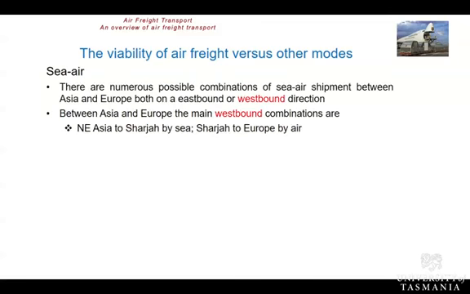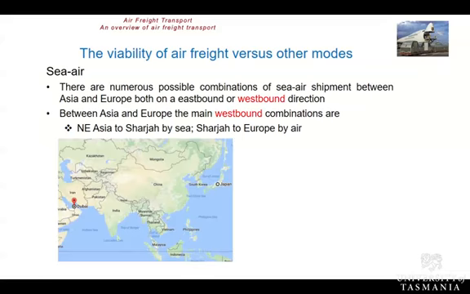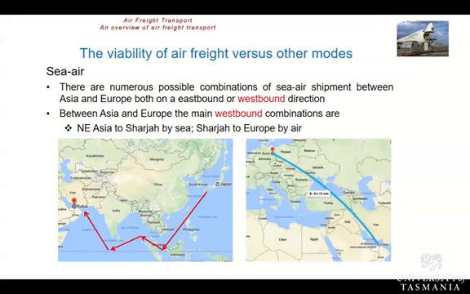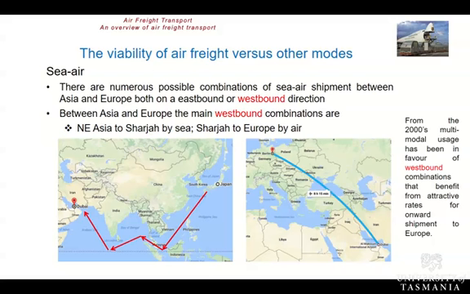Another option there is Northeast Asia into Sharjah by sea, and then Sharjah to Europe by air. So as you can see here, working your way down through Japan, up through there, onto there, and then down into there, and then going on to Europe. So these are the combinations that are available that might mitigate some of the costs associated with the movement of goods. From the 2000s, multimodal usage has been in favour of westbound combinations that benefit from attractive rates moving into Europe.